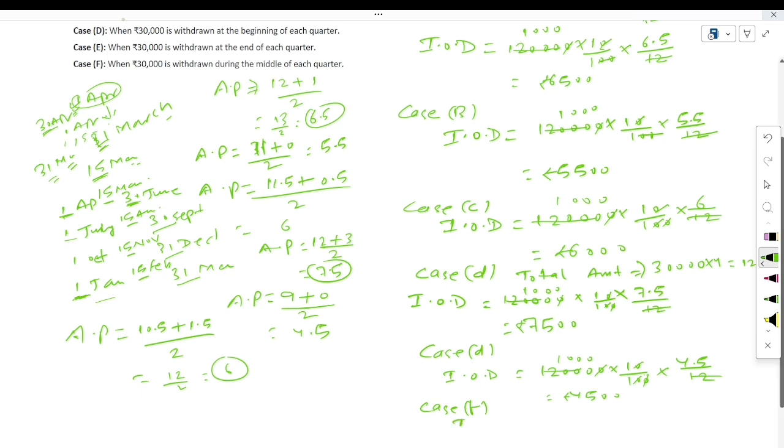Now you have to calculate interest on drawing in the same way. Amount is as it is 1,20,000. Rate of interest as it is 10%. Average period is 6 upon 12. Calculate this one also. Now what would be the interest? 6,000. So these are the circumstances of calculating the interest on drawing through the average period method.